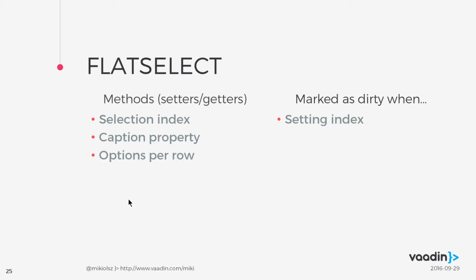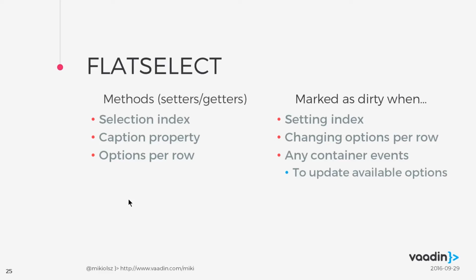And when should we mark the component as dirty? So when do we need to update the client-side code? First, when we set the selection index, so when we select something. When we change the number of options per row, that also should trigger repainting of the component, because it will look different now. And of course, any container events should also result in repainting the component because the available options have changed.